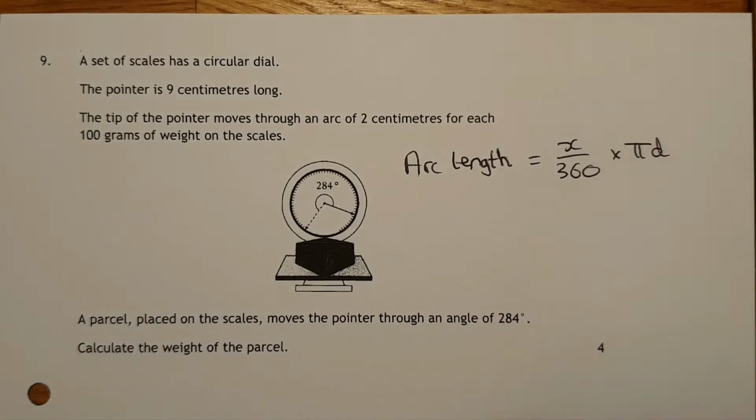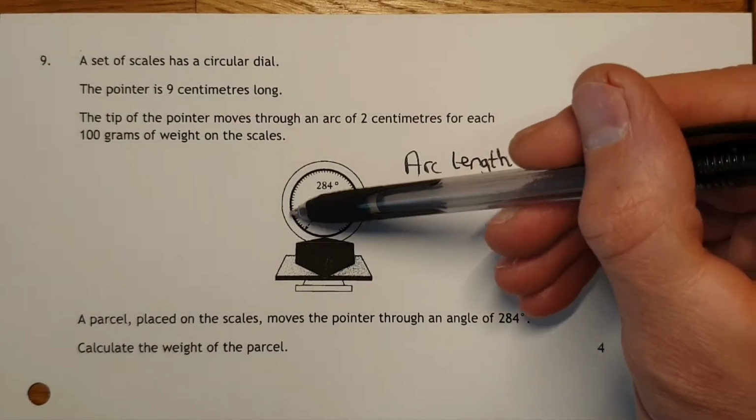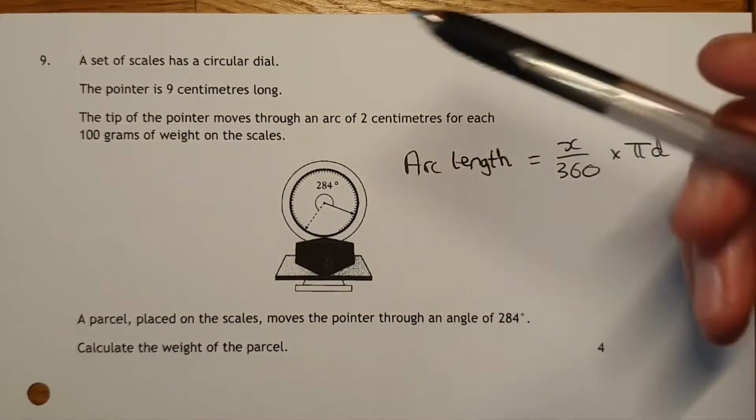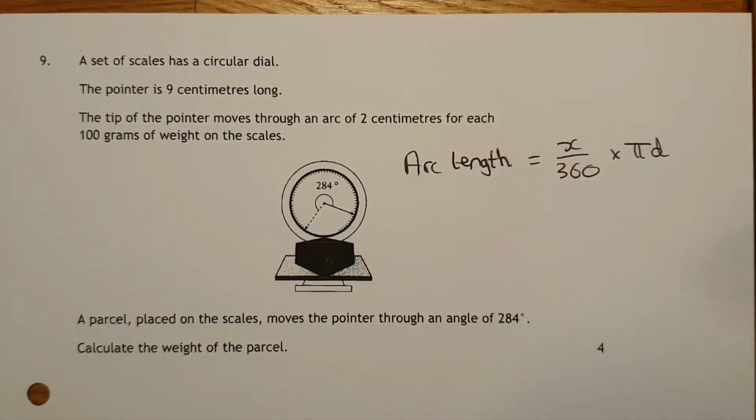Now in question 9, we've got to find the weight of the parcel on the scales, and to do that you have to first of all find out what the arc length is, because the weight that's on the scales is connected to the size of angle that the pointer goes round. So we're going to have to work out the arc length first of all.